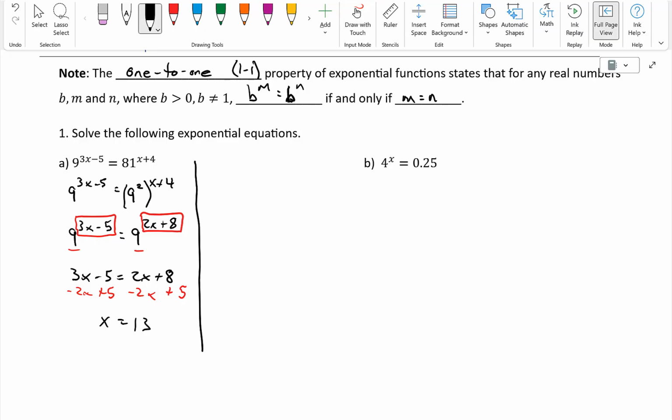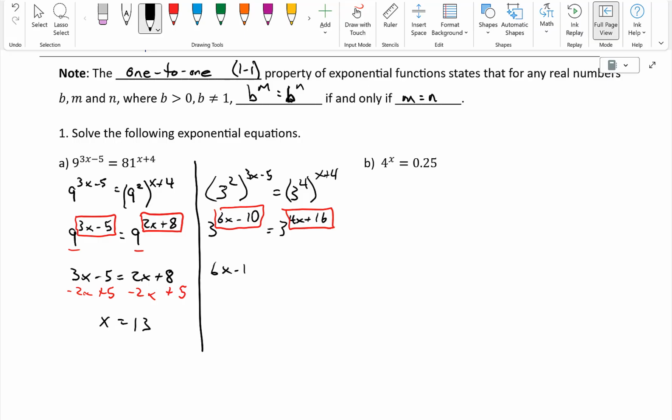If you did want to go to 3, if you saw that, or really a lot of times it'll say go to the lowest base, so we can hopefully not make a mistake as we go down, we can write 9 as 3 squared to the 3x minus 5 would equal 81, which would be 3 to the 4th, to the x plus 4, and then we'd end up with 3 to the 6x minus 10 equals 3 to the 4x plus 16. Again, we have the same base on both sides, just base to a power. So we can set those exponents equal to each other. Our 6x minus 10 equals 4x plus 16.